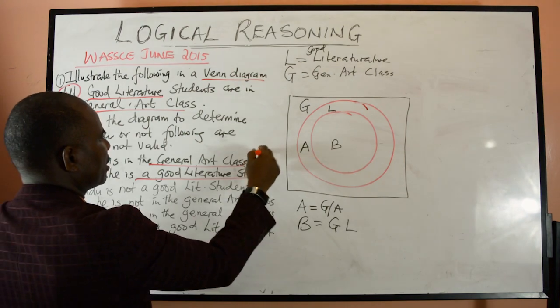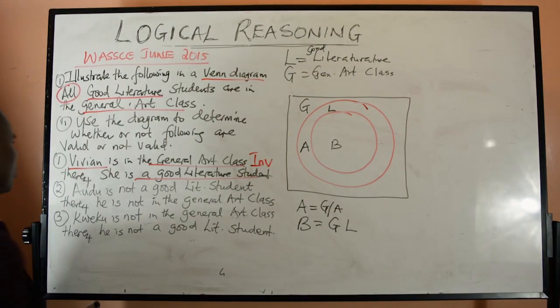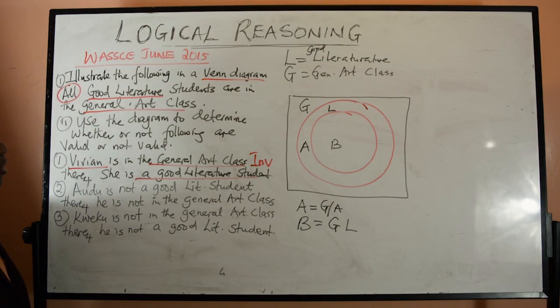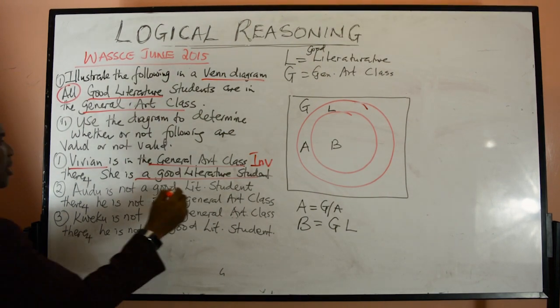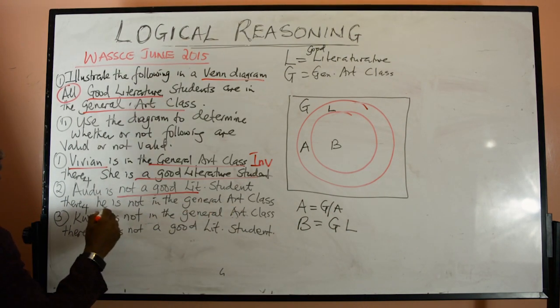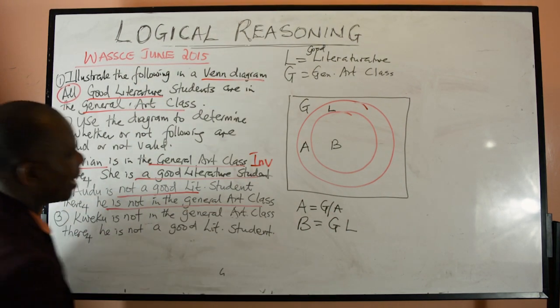This is invalid. So I go to number 2. Number 2 is Ado is not a good literature student. He's not a good literature student. So therefore, he is not in the general art class.